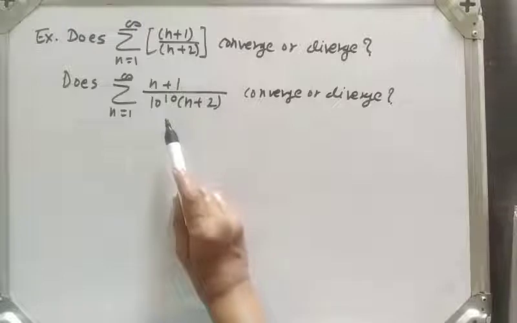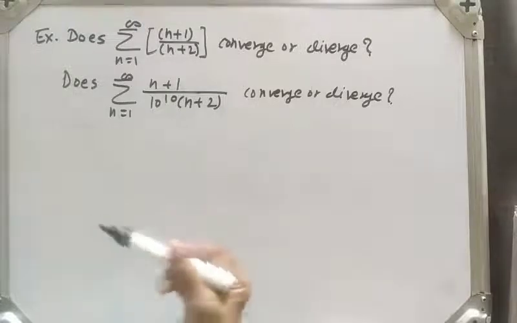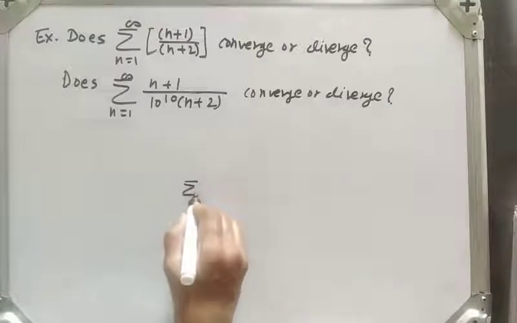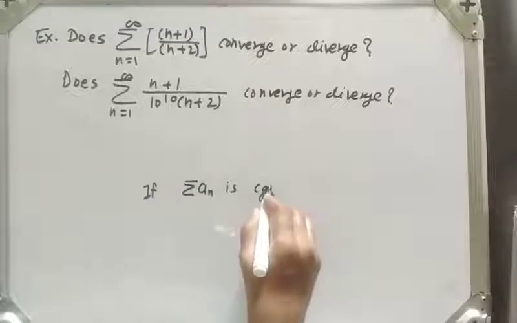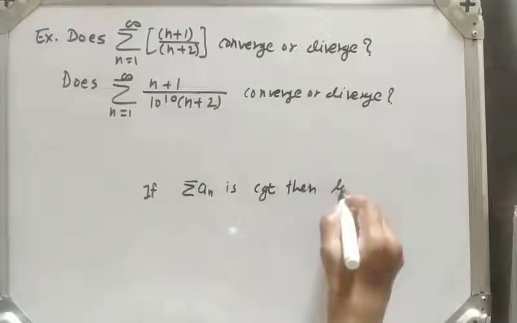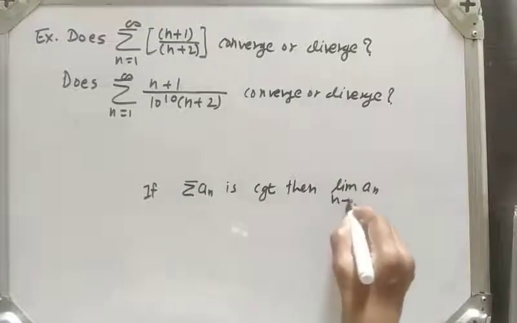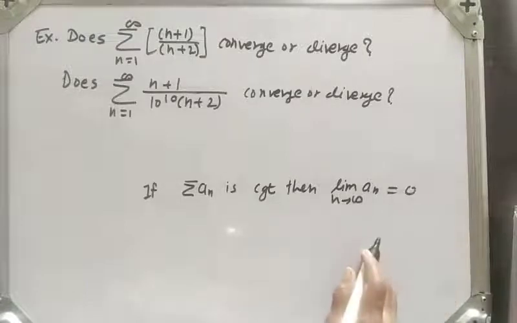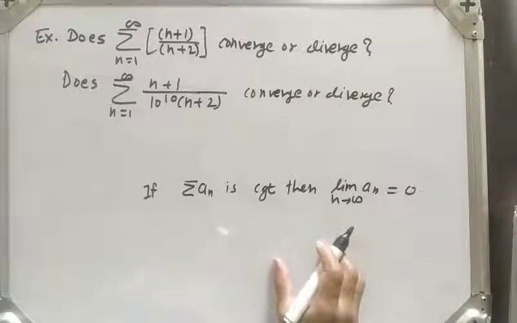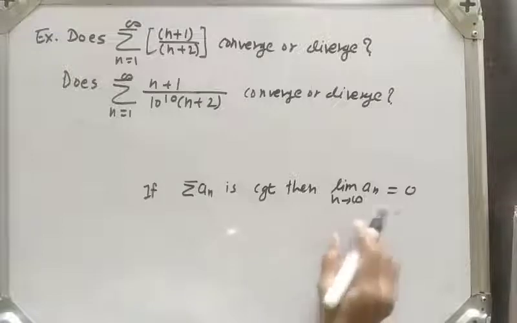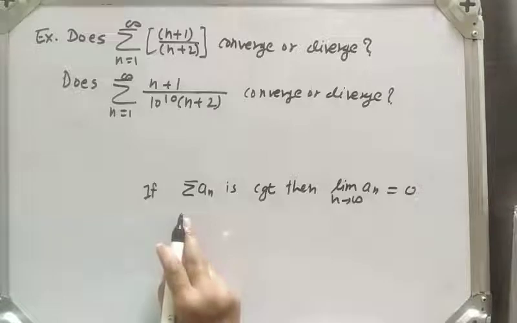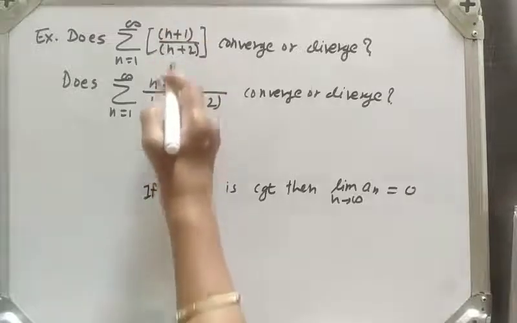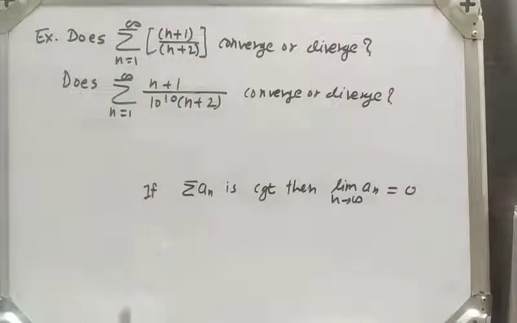So here we can use the necessary condition for convergence of a series. What is that statement we have seen? If the series summation an is convergent, then the limit of an as n tends to infinity is equal to 0. We have seen this statement. What is its converse part? If the limit of an is not equal to 0, then the series diverges. So let us check the limit of an for these two series.